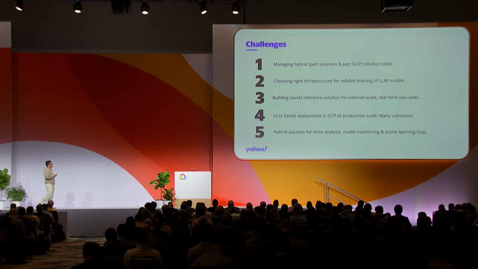This project has a lot of firsts for us. It was the first large-scale production deployment of Gen AI in GCP for Yahoo Mail. And for this kind of a project, we had a lot of unknowns. The unknowns were like, what are the Vertex AI offerings? How do we make it work with our on-prem pipeline? How do we connect with our CI/CD pipeline and things like those?